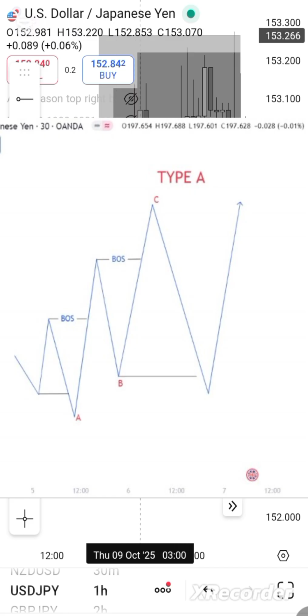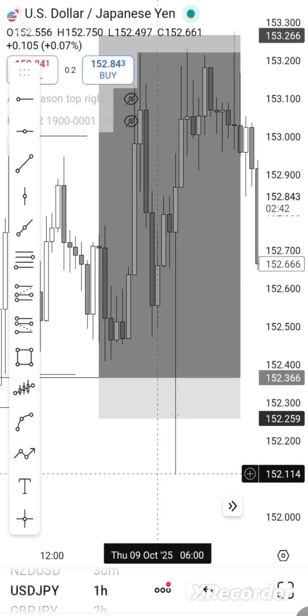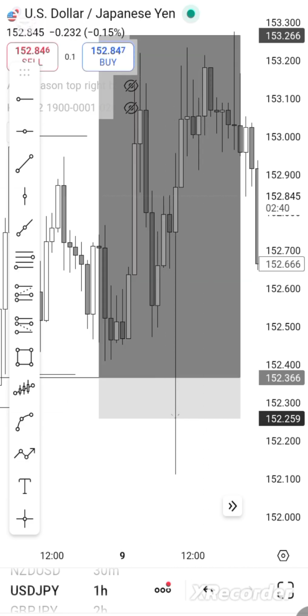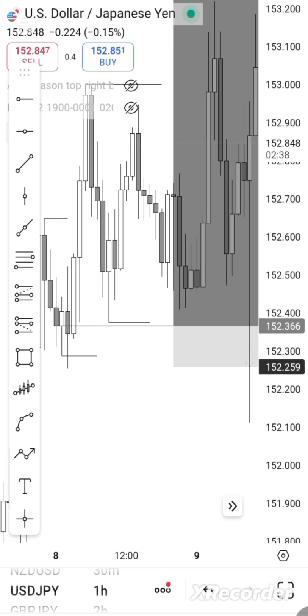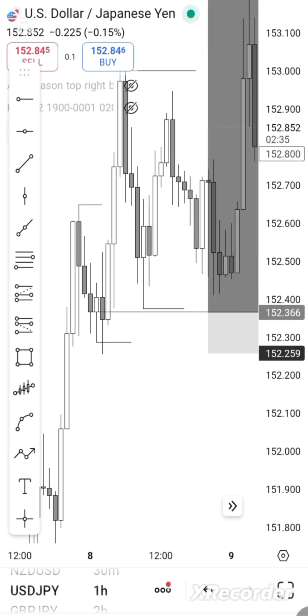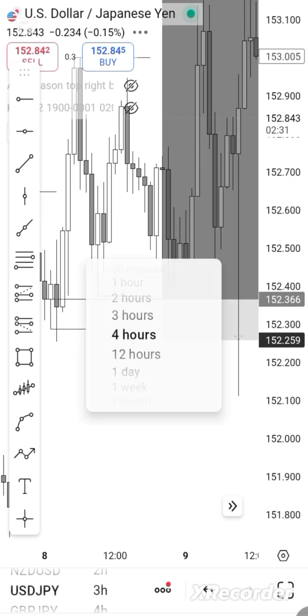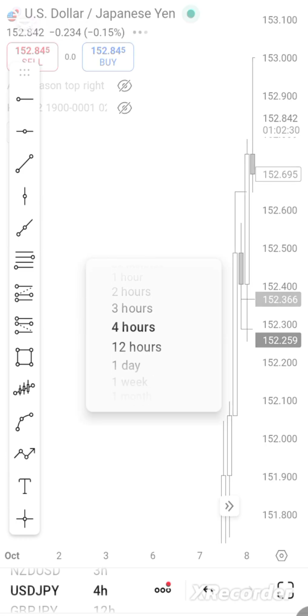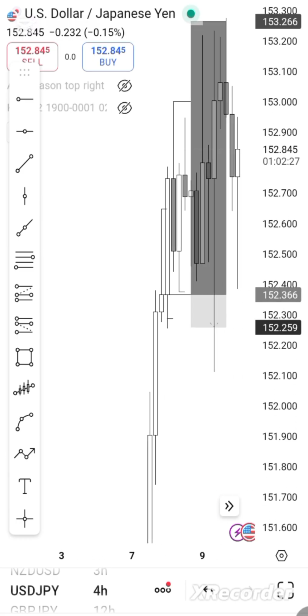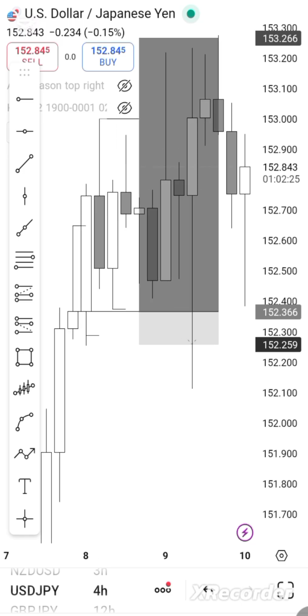I think news happened around this time yesterday. That's why we have this spike up, and then I was stopped out, and then price came back to the fair value gap instead. Now let me show you how I got the trade. In case next time you see something like this, just know it's an A plus setup. Let me show you how I got the trade.